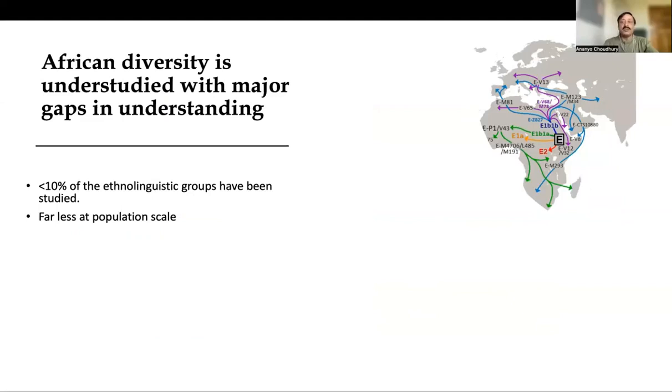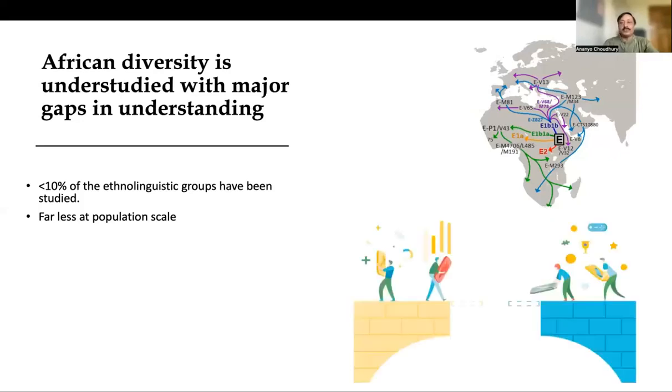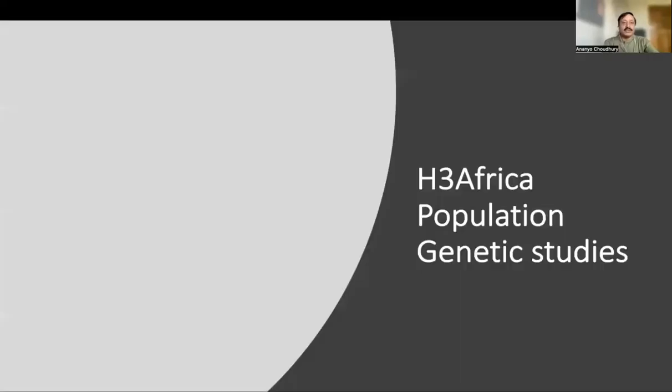Moreover, a large number of these groups that have genomic data are represented by very few samples, providing limited scope for in-depth analysis. So there is a need for massive data generation, integration, and collaborative analysis to bridge at least some of the major gaps in understanding of African and thereby human history. So I will now move to the second part.